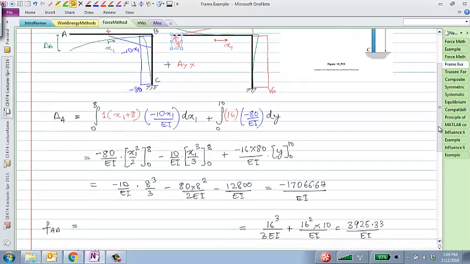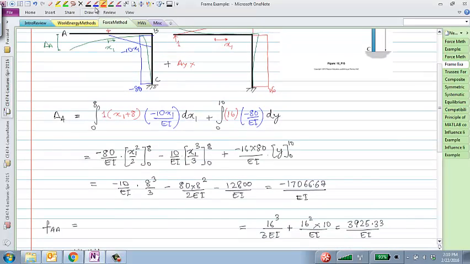And in this case, all we need to do is to write the virtual bending moment that's 1x. I'm not using x1 right now because I do need to start with x. And the real curvature is 1x over EI. Integrate from 0 to, that's 16, I believe, and plus the virtual bending moment is 16 times the real curvature is 16 over EI, and dy integral 0 to 10. And if you do that, you get these numbers.